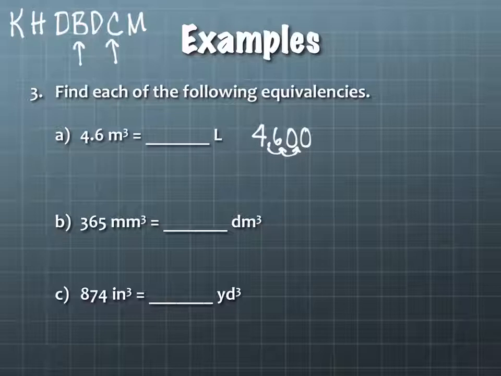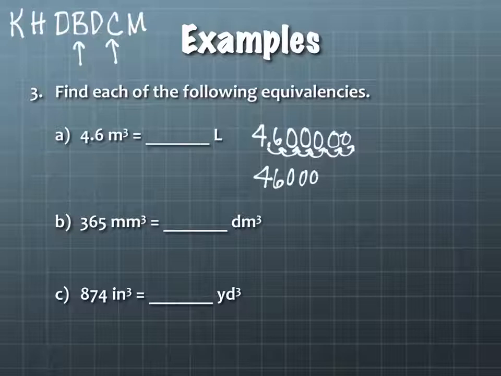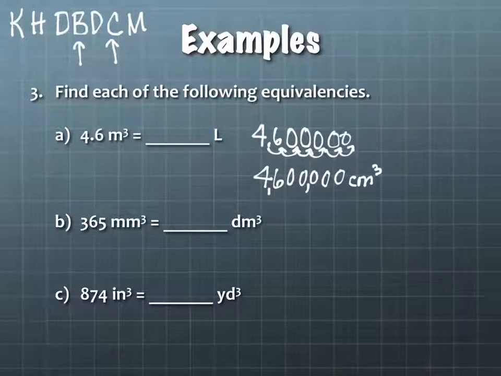But this is cubic, so what will I do? You'll move it 6. You'll do it 3 times. So we're going to move it 2 to the right 3 times. So there's our second move, and here's our third move. So the location where I currently am is 4,600,000. And it's in cubic centimeters now, which isn't exactly where I was asked to go, but it's a good place to start.